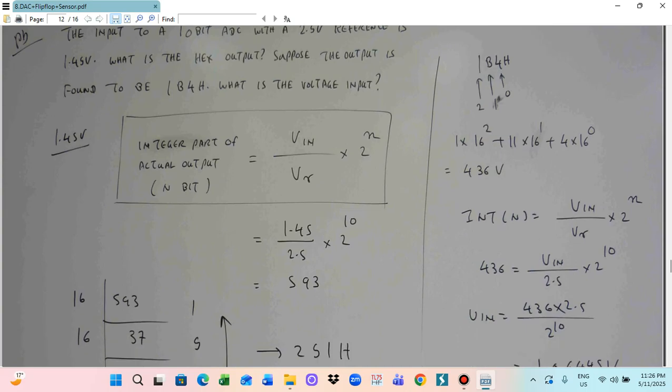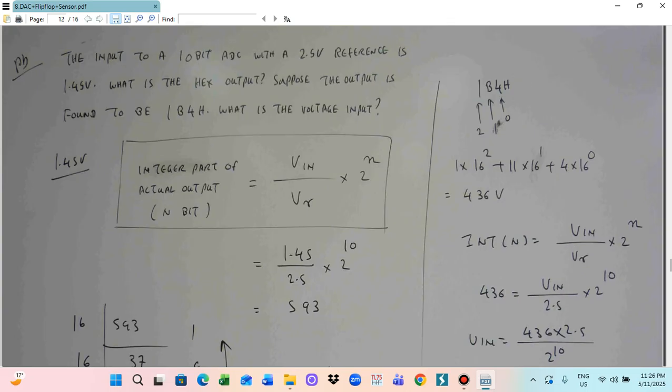The next one is 1B4H. In this case, we have to find out the input voltage. So 1B4H equals 1 multiplied by 16 squared plus B, which is 11, multiplied by 16 power 1, and 4 multiplied by 16 power 0. So you get 436.